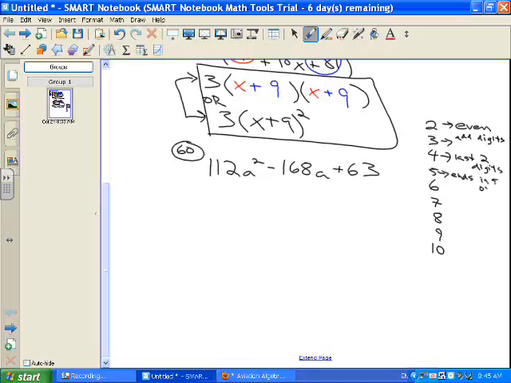Now 6. 6 kind of has a trick. If 2 and 3 go into it, 6 will go into it. But if it's just one or the other, 6 won't. So it has to be even, and the digits have to add up so that 3 goes into it. So this one is 2 and 3.